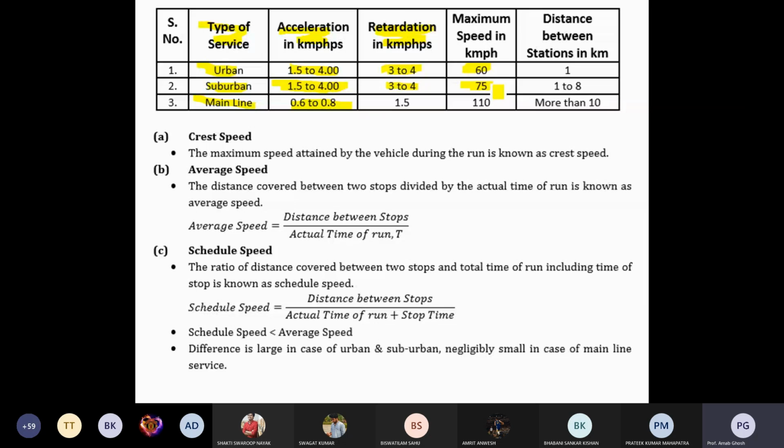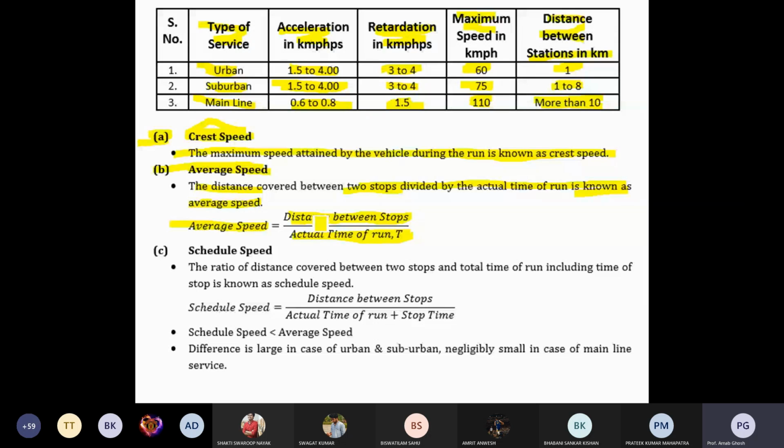Then what is the average speed? Average speed means the distance covered between two stops divided by the actual time of run, which is known as the average speed. So what is the formula for the average speed? Distance between stops divided by the actual time of run, that is capital T. That's the formula for the average speed.